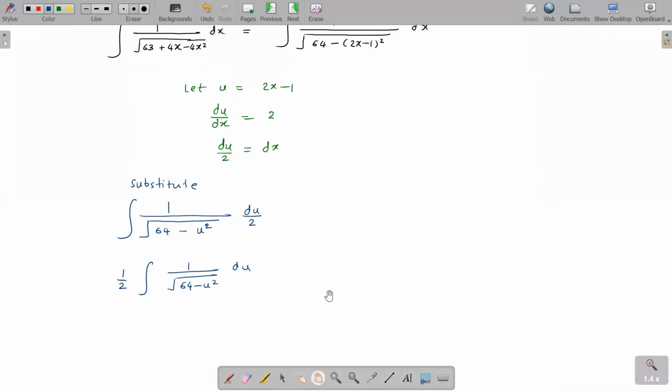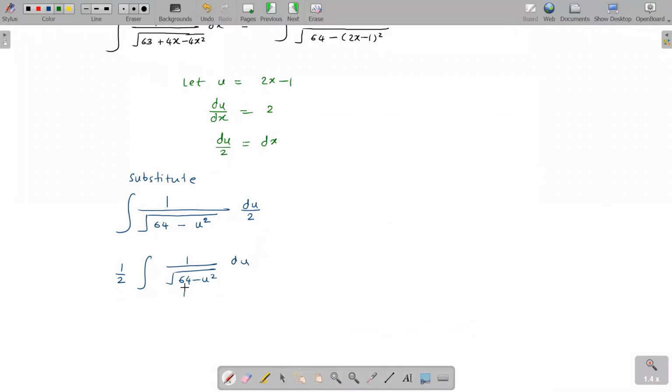Who is your a value? This is 64, which is a square. Which means a is 8. Root 64, root 64 is 8. So we get here the answer is arc sine, but there is a half already outside. So half arc sine.